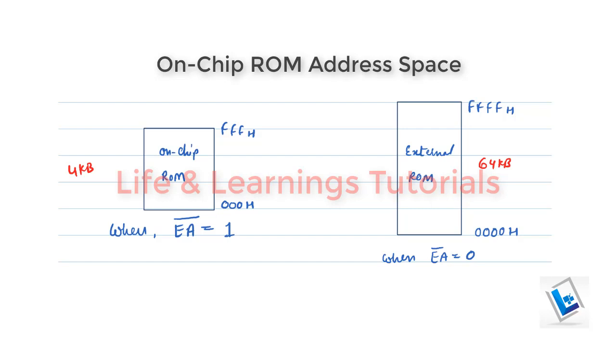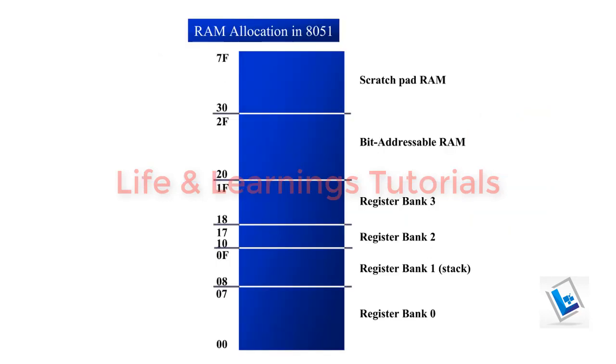On the other hand, if I consider the external memory access, then we have 16 address lines, and 2 raised to power 16 is approximately 64 kilobytes of program memory, which we can access externally. The on-chip RAM is 128 bytes and it is divided into different sections.